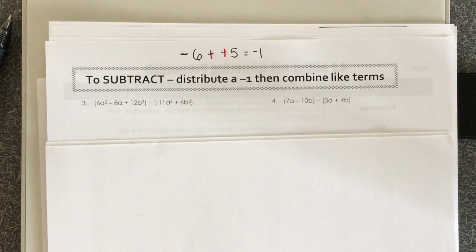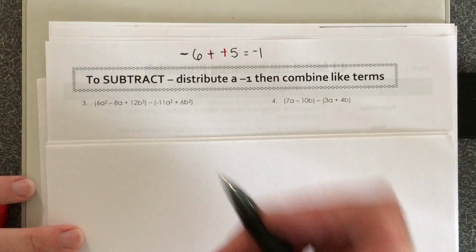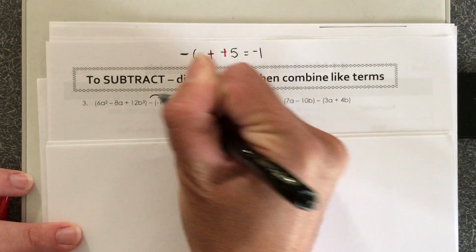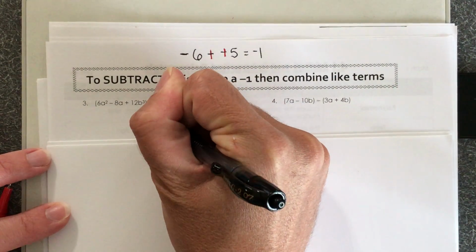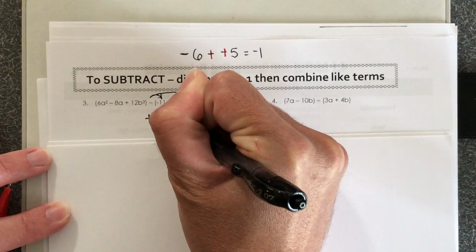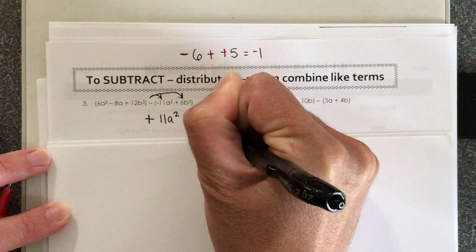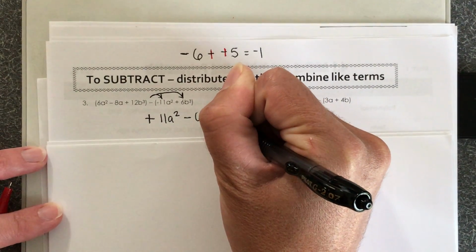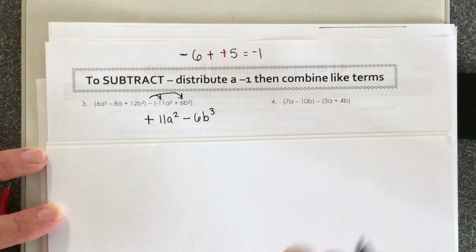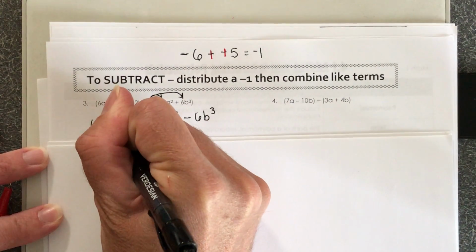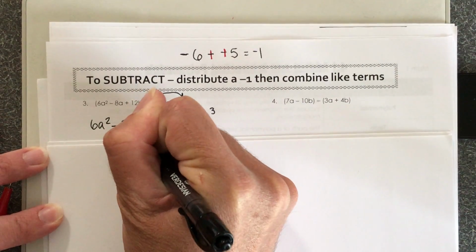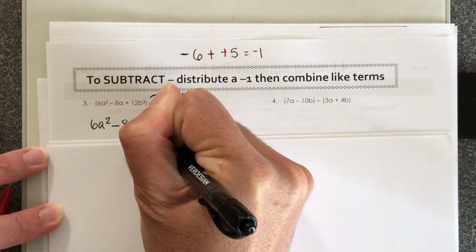So we're still going to be combining like terms. Our coefficients are going to change, but our exponents will not change. So the first thing I'm going to do is get rid of my parentheses by distributing this negative to all of the terms in the second set of parentheses. So this becomes plus a positive 11a squared and minus 6b to the third power. And then I'm going to bring down my first polynomial, so 6a squared minus 8a plus 12b cubed.